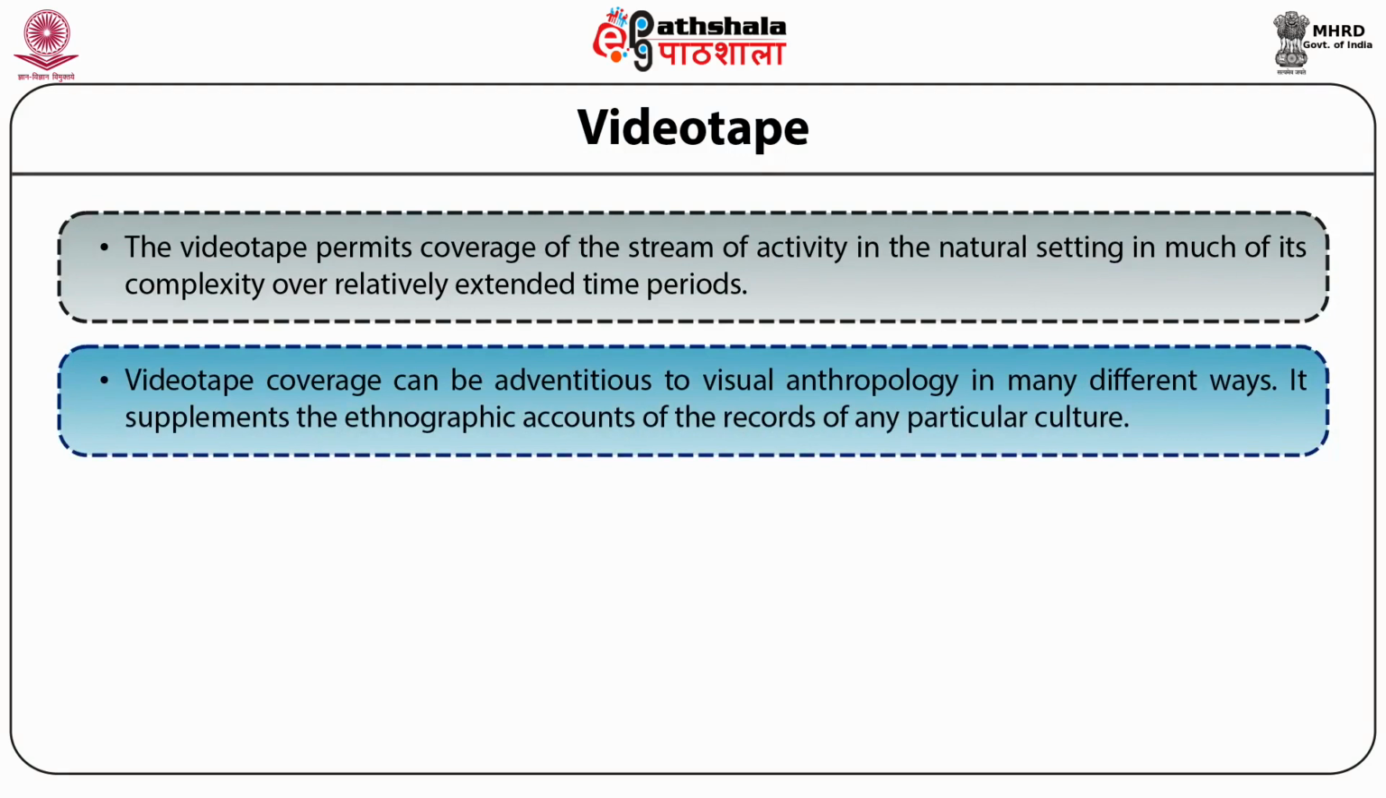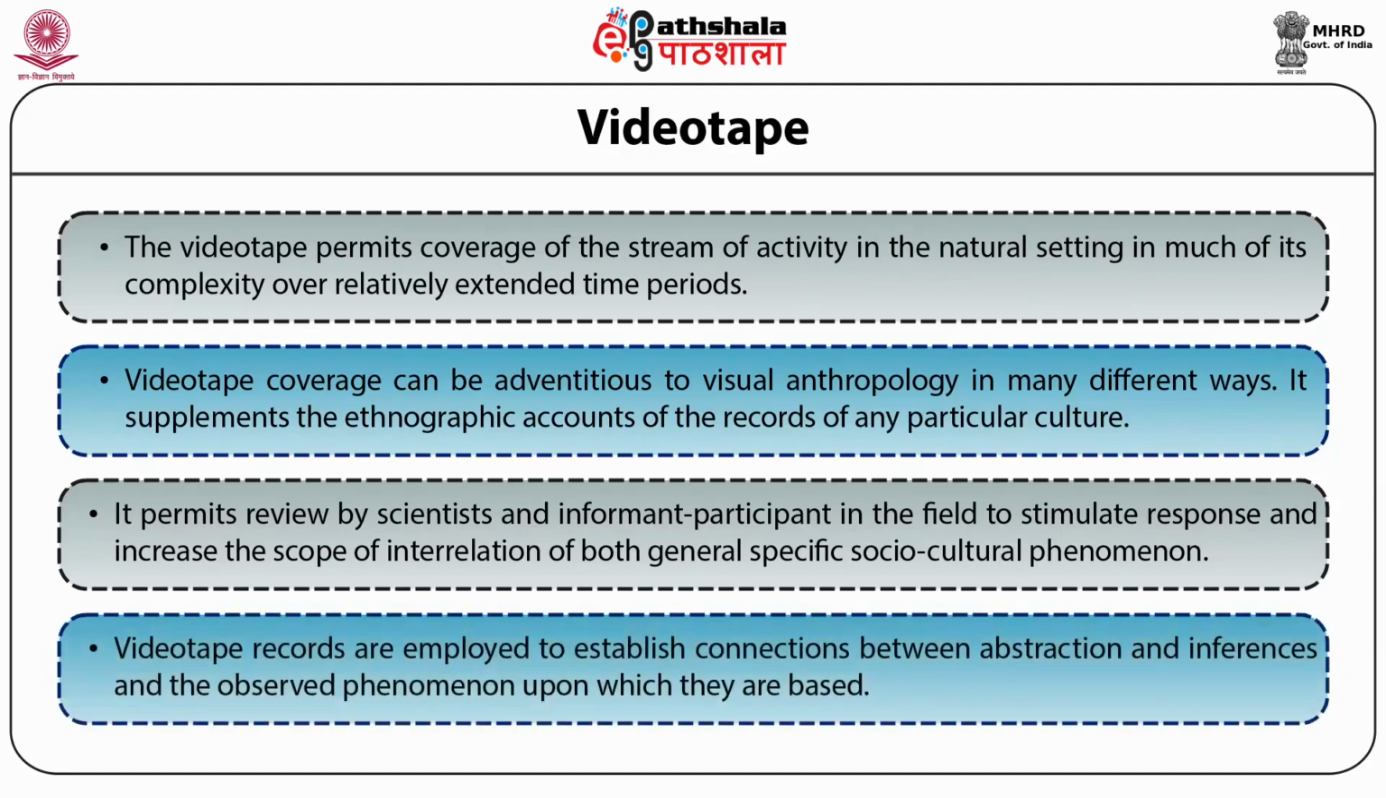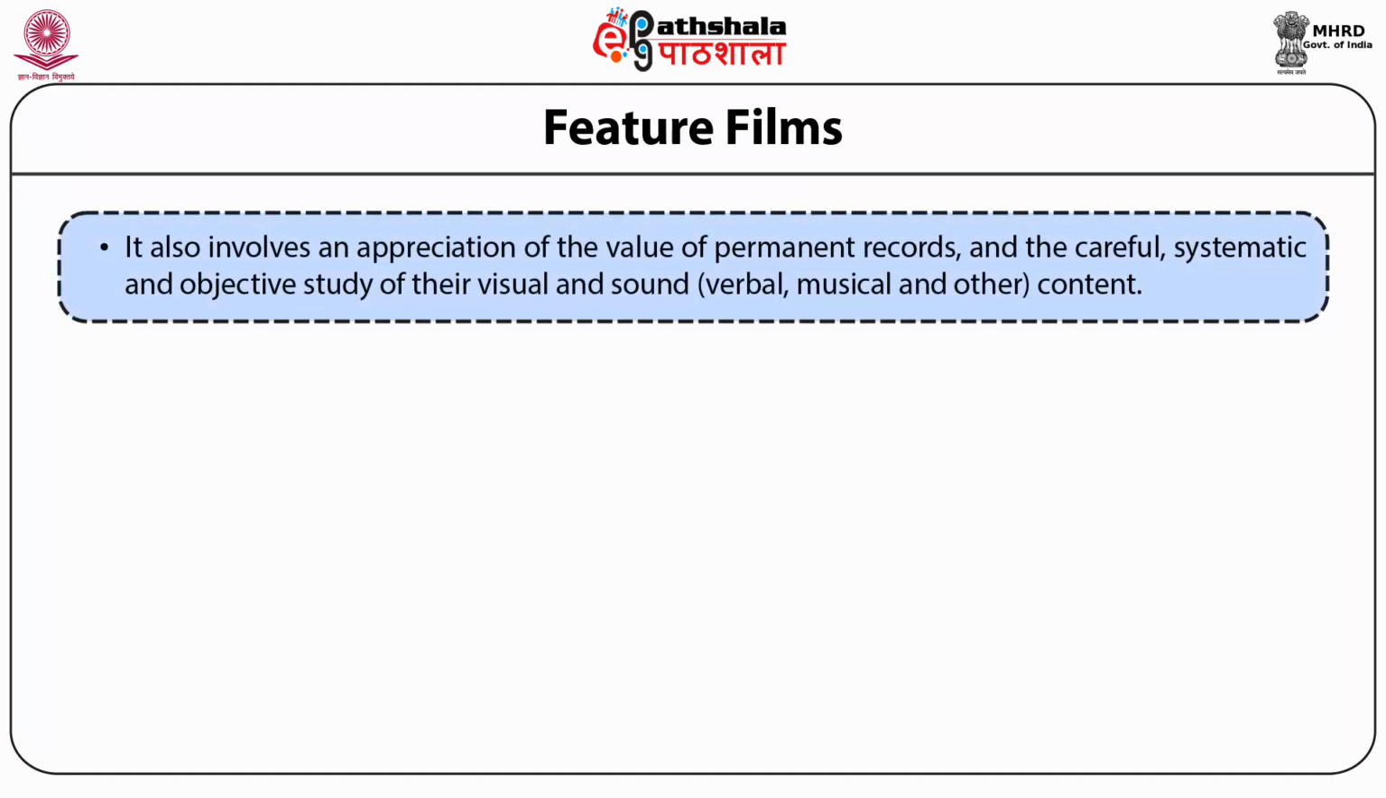Videotape coverage can be advantageous to visual anthropology in many different ways. It supplements the ethnographic accounts of the records of any particular culture. It permits review by scientists and informed participants in the field to stimulate response and increase the scope of interpretation of both general and specific sociocultural phenomena. Lastly, videotape records are employed to establish connections between abstraction and inferences and the observed phenomenon upon which they are based. Feature films. It also involves an appreciation of the value of permanent records and the careful, systematic, and objective study of their visual and sound, that is, verbal, musical, and other content.